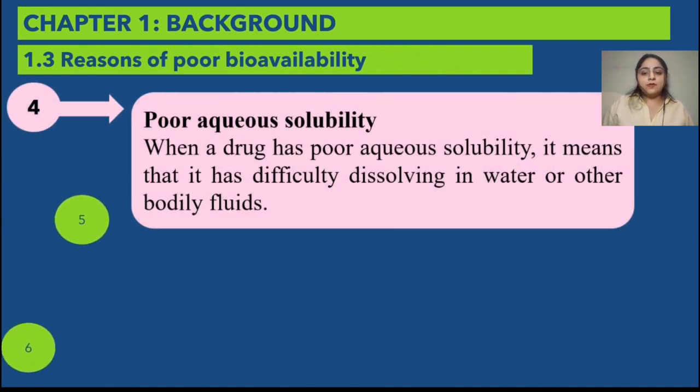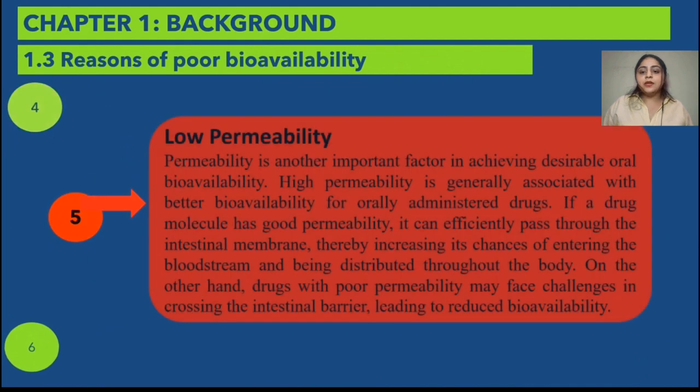Then poor aqueous solubility. When a drug is poorly aqueous soluble, it means that it won't get dissolved in bodily fluids. Another factor is low permeability. If a drug has low permeability, that means it can't pass effectively through the intestinal membrane. Hence, high permeability is associated with better bioavailability for oral drugs, so it can easily cross barriers.